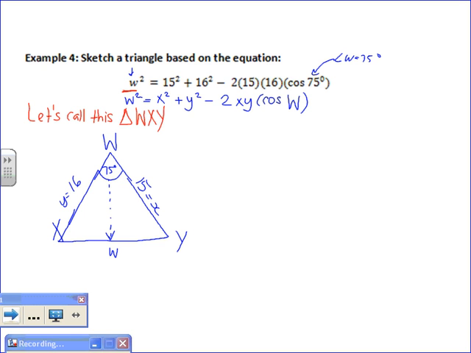Okay, the side length that's been isolated, so W in this case, it's going to be across from the angle in which we're taking the cosine of. So the angle here, 75 degrees, has to be angle W. It has to be the opposite. It's a side angle relationship here. So it's got to be angle W. And then the other two lengths, 15 and 16, have to be my other two side lengths in my triangle.